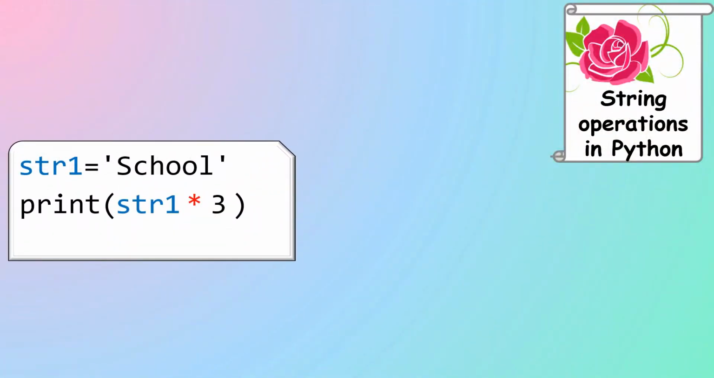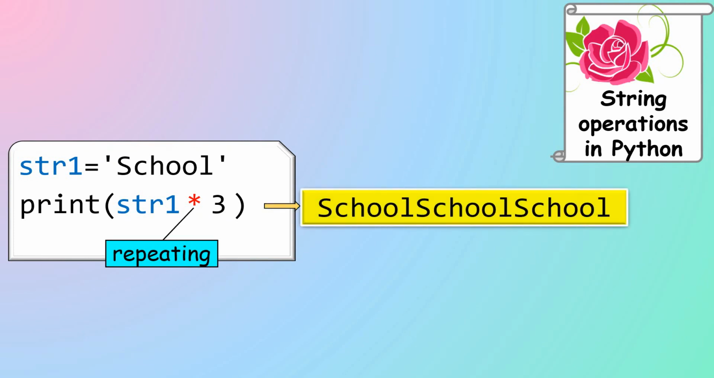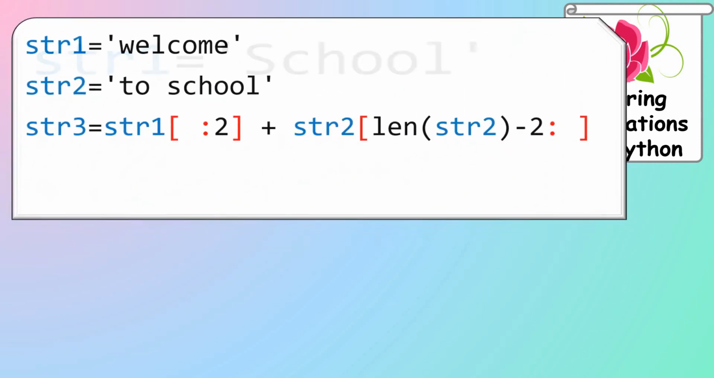Look at this problem. This is a book back exercise. str1 is equal to school. Print str1 into 3. Here this asterisk is the repeating operator. So what will be the output? School, school, school. School is repeated 3 times. The next problem.